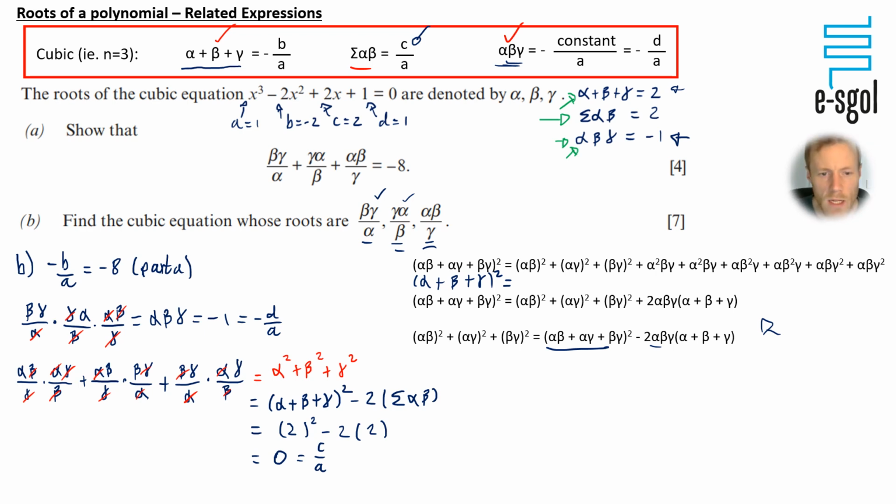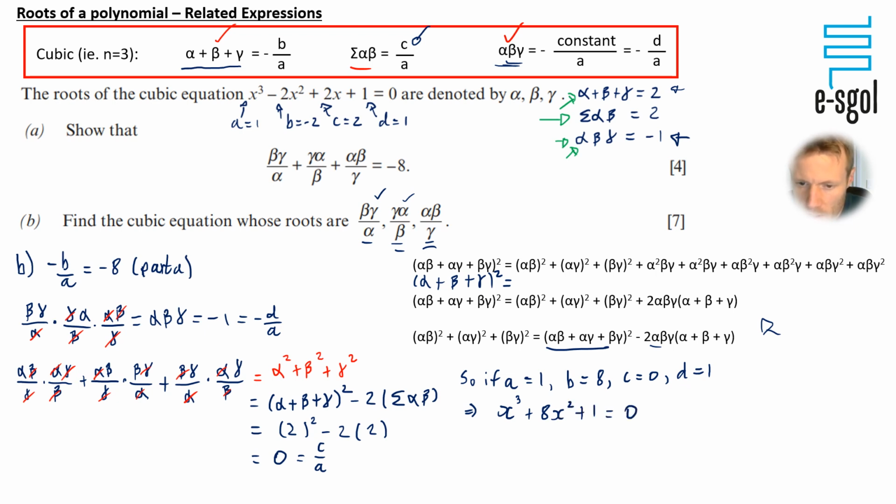Now, we can choose any value for A. So if A is 1, then we get B equals 8, C equals 0, and D equals 1. This implies that our equation is 1x cubed plus 8x squared plus 1 equals 0, because the C component is 0.